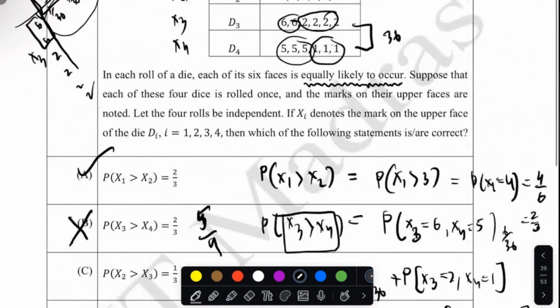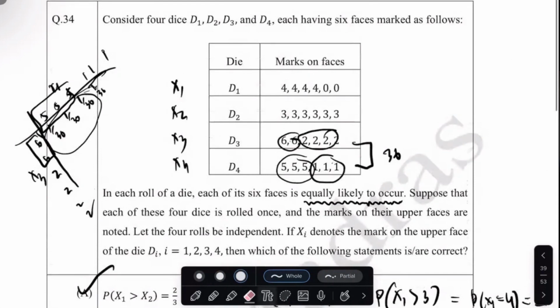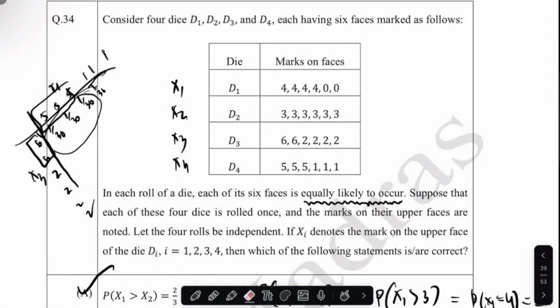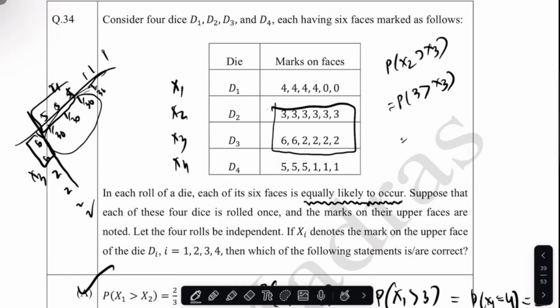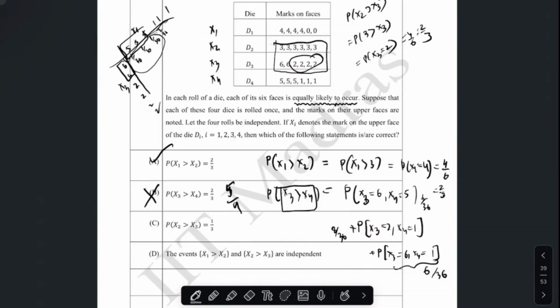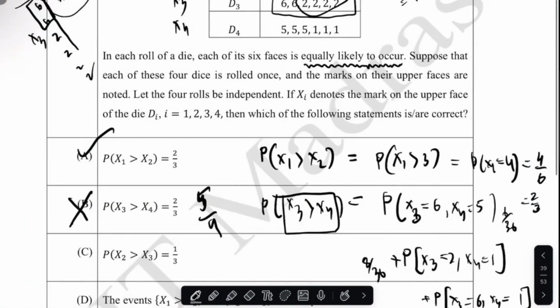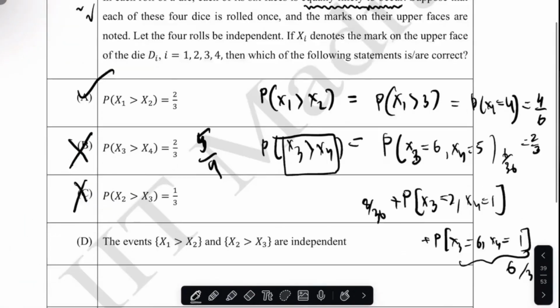So now, X2 is greater than X3. X2 is always 3, so X2 is greater than X3 only if X3 is equal to 2. That means 4 by 6 again, so 2 by 3. All of you understood? Yes, sir. But it's 1 by 3 written here.